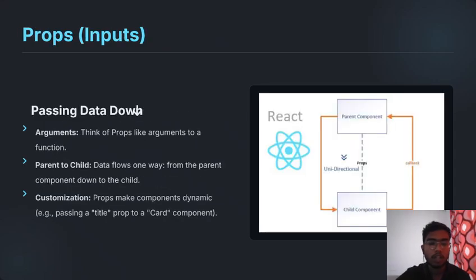Props are nothing but input. How do we send data from one component to another? We use props. Think of props like function arguments. Data goes from parent to child. For example, I can pass a title, welcome, to a card component, and the card component will show the title. Props make components customizable and dynamic.